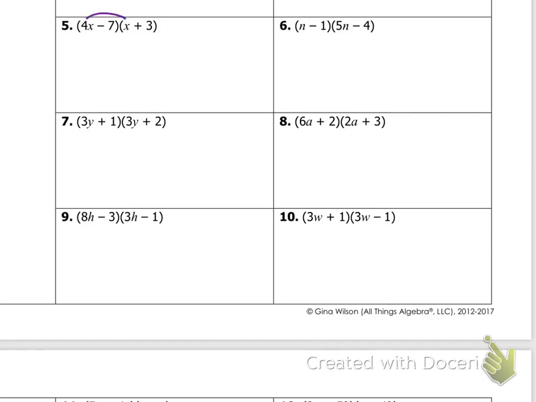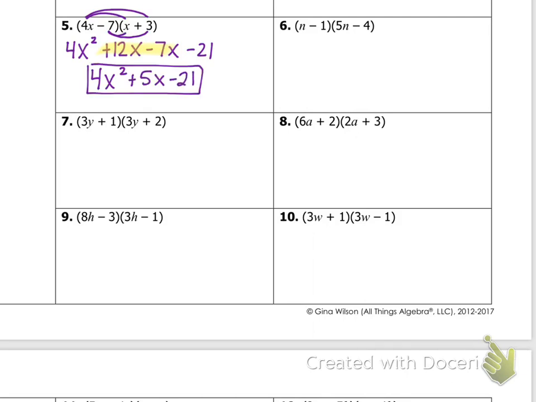Okay. 5. So 4 times x is 4x squared. 4x times 3, so 4 times 3 is 12, and then we're just going to add that x on the end, plus 12x. Negative 7 times x is negative 7x, and then negative 7 times 3 is negative 21. Combine those middle two terms because they both have x's. 12x minus 7x is 5x, and then we're just going to keep the first term and the last term the same. That's in standard form because we have an x squared term, an x to the first term, and then no x, so that's in standard form.